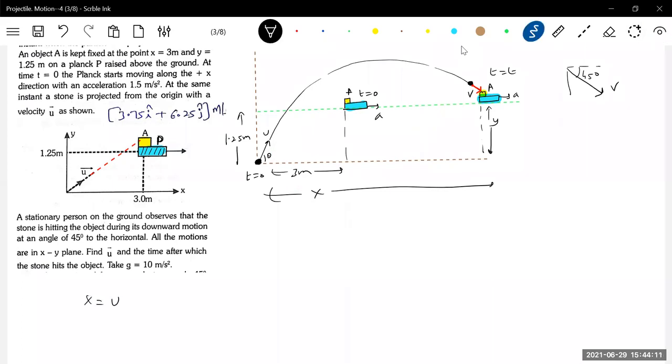x equal to u cos theta into t. Then in that interval of time, how much distance has the plank moved? I think it has moved this much distance, x minus 3, with an acceleration. So this is for the stone. For the plank, what can you write? x minus 3. It will accelerate from rest, no? So a t square by 2. That acceleration we know, 1.5. Regarding the stone we don't know u, theta, or t. So at least we have this much information.